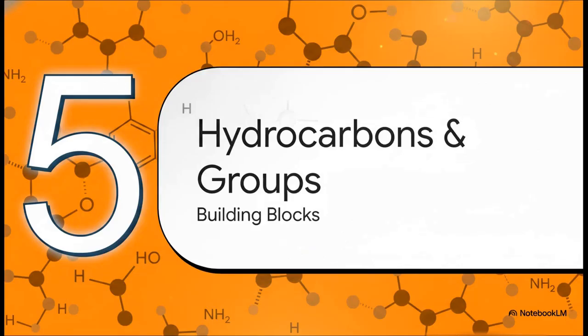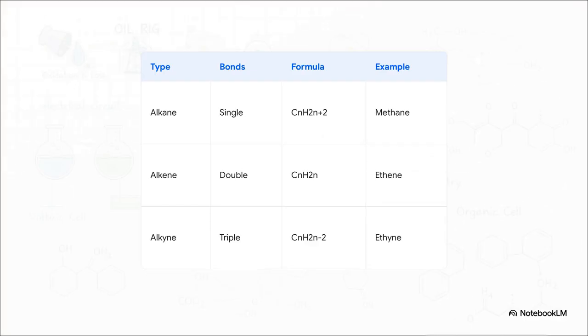Finally, we hit Section 5, hydrocarbons and functional groups, the building blocks of carbon. Let's break down the specific families of these carbon molecules. We'll start with hydrocarbons, which, exactly as they sound, contain only carbon and hydrogen. Now, alkanes are completely saturated with single bonds, but watch what happens when carbon decides to share more than one pair of electrons with a neighbor. You throw in a double bond, and suddenly you have an alkene, which is unsaturated. Throw in a triple bond, and it's an alkyne. By tweaking just that one bond, the formula, the 3D shape, and how that molecule interacts with the universe completely changes.